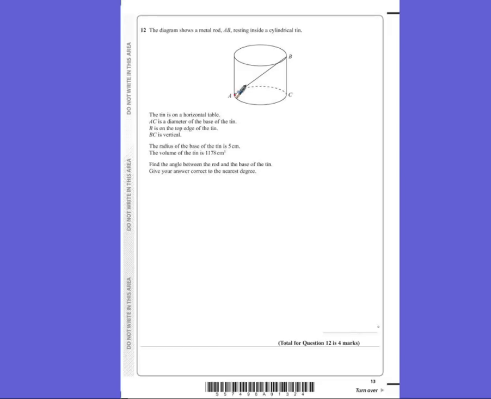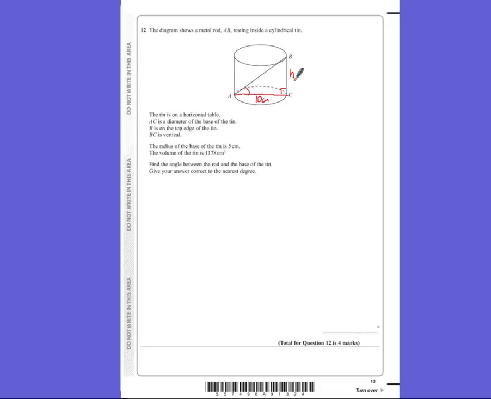So we're after this angle here, where this is a right angled triangle. First of all, if the base has a radius of 5, then all the way across must be 10 centimeters. We just need this distance here to be able to work out this angle here. So we need to work out the height of the tin.